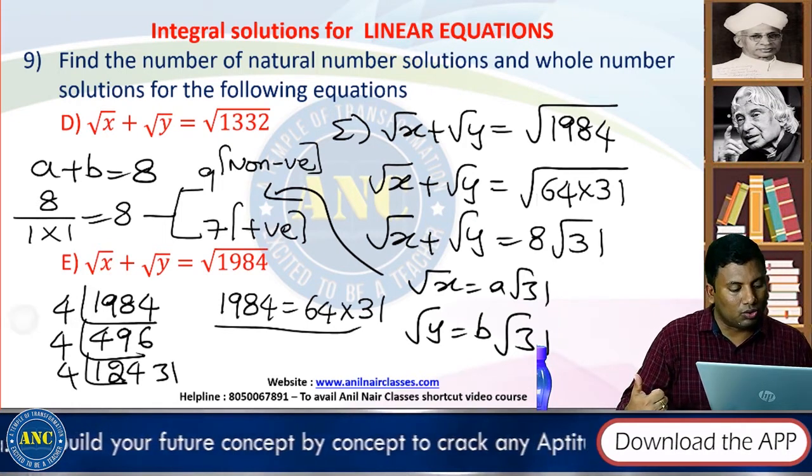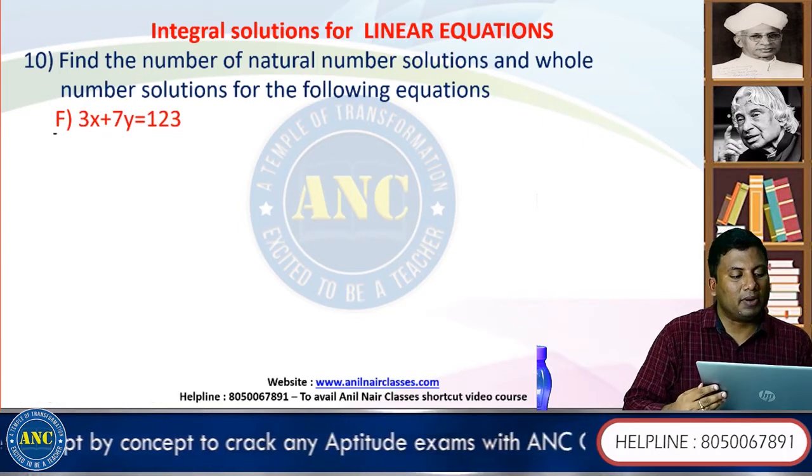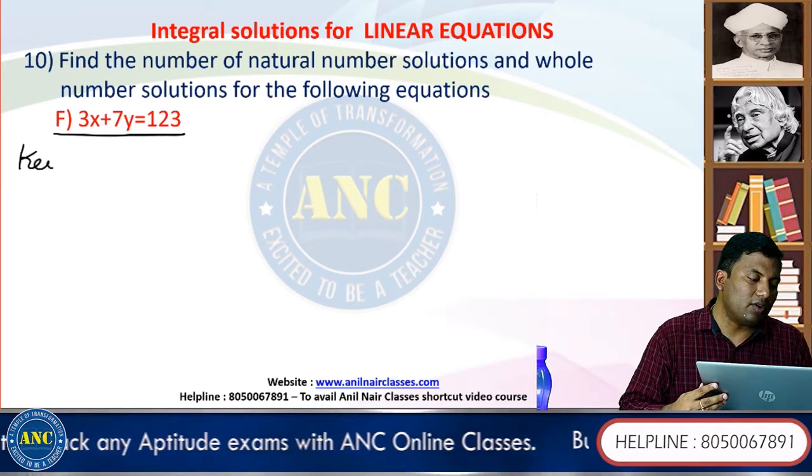Ninth one, I am sure it is clear. 10th one, 3x plus 7y equivalent to 123. Again, first write down the key point.